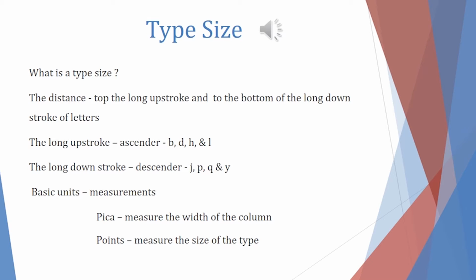Typefaces are measured in points while the width of the column is measured in pica. A point is 1/72 of an inch while a pica is 1/6 of an inch. This will help us understand display type and body type better.